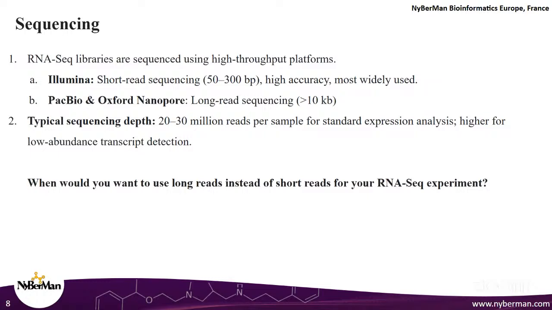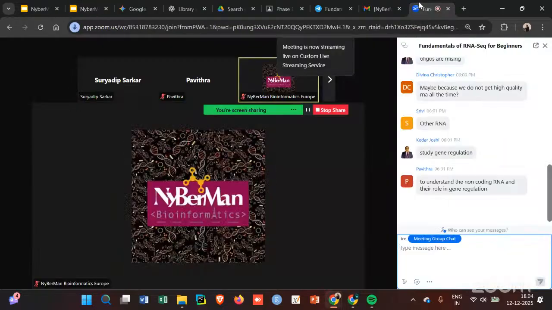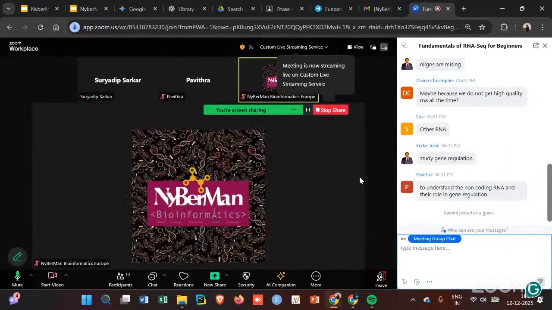Okay, so again, just throwing out a question to you guys. If you feel that you can answer, please go ahead. When would you want to use long reads instead of short reads for your RNA-seq experiment? A very simple question. We have already discussed this once yesterday. Yes, any ideas?